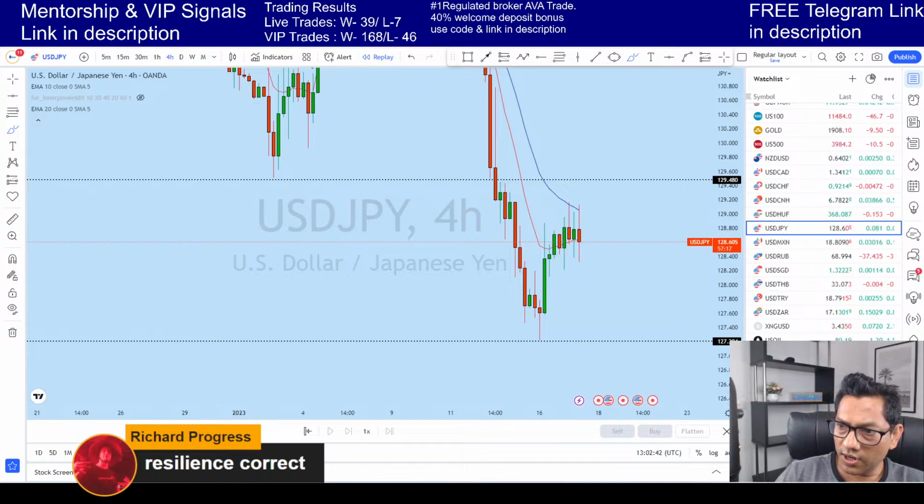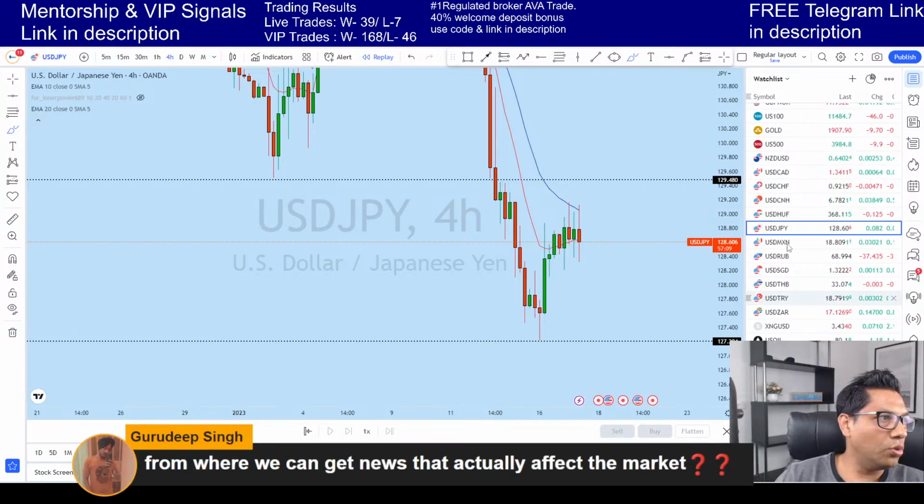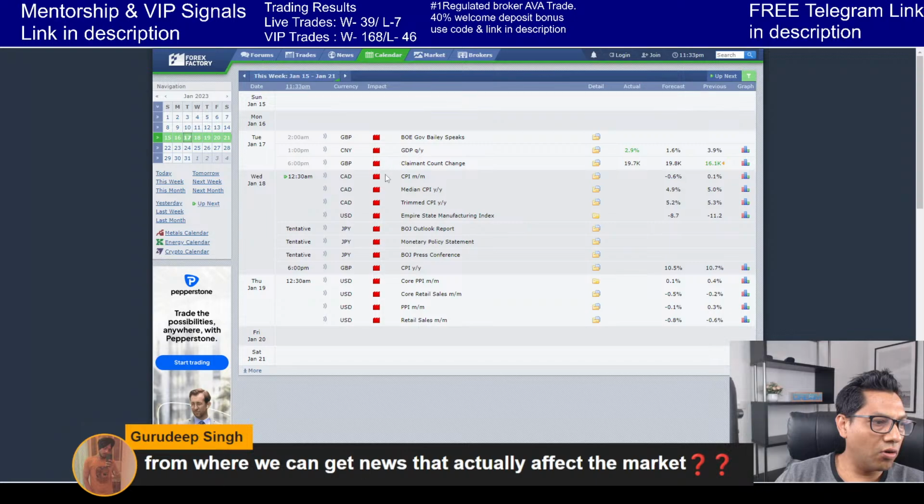From where can we get news that actually affects the market? Okay, so Gurdeep, from where can we get news? Basically we use this website for the news calendar to understand when the news is coming. But now the question from you is, from where can we get news that actually affects the market. Okay, that's a very good question.